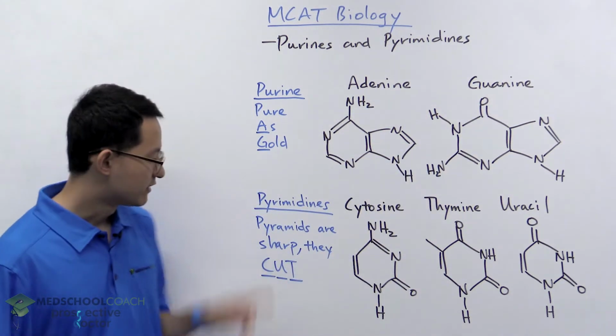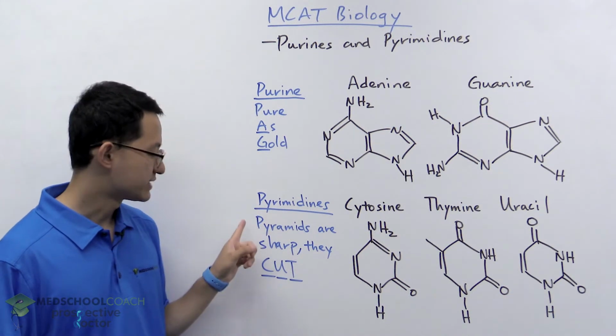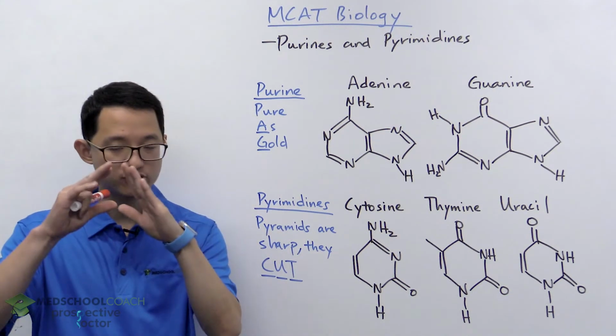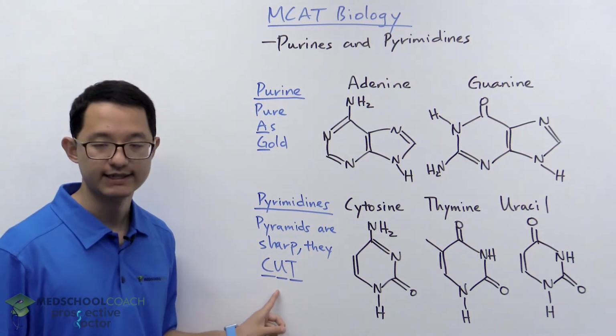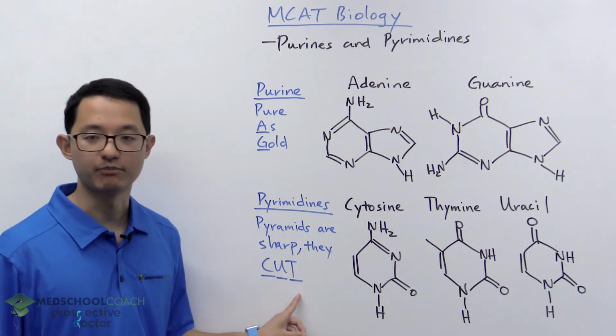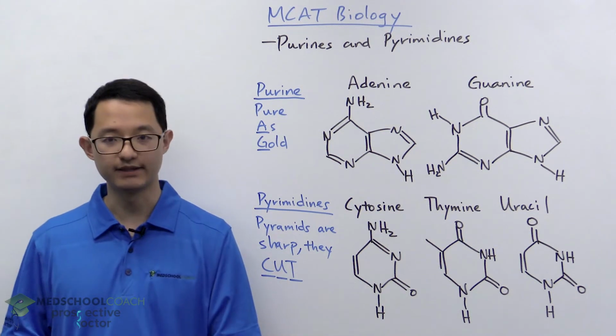For pyrimidines, we have the word pyramid in pyrimidines. So we say that pyramids, they have this triangular structure. They're sharp, so they cut. And cut tells us that the pyrimidines are cytosine, uracil, and thymine.